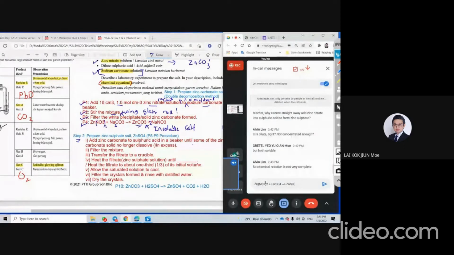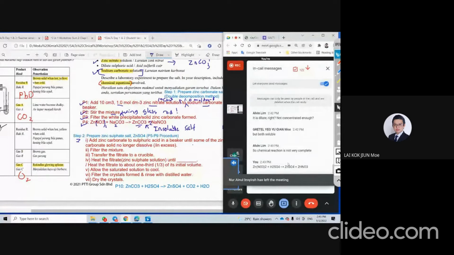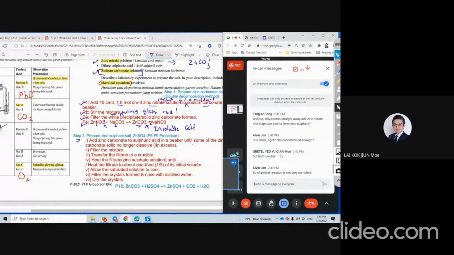Try, we form the equation. It will form zinc sulfate and what else? Nitrate, HNO3. Balanced already? I think I need to balance 2 here. Okay, correct me if I'm not yet balanced. Is it correct? So, good question.